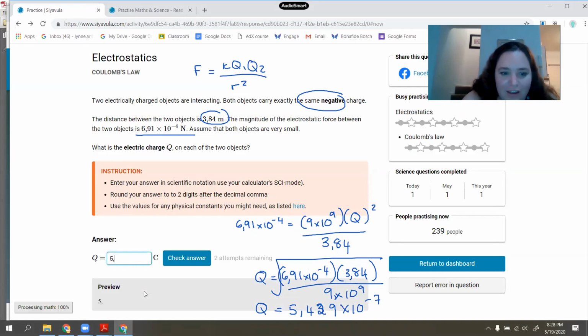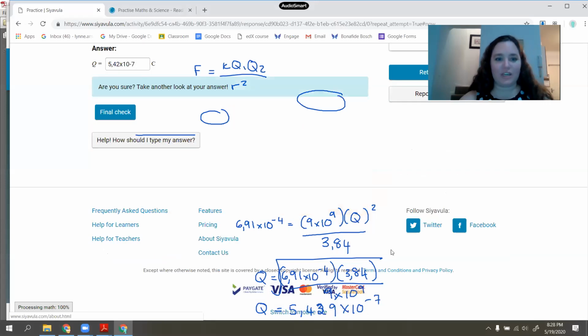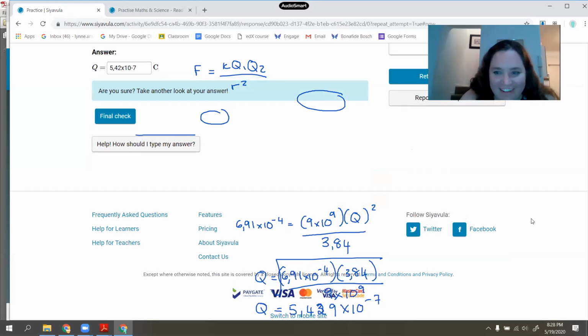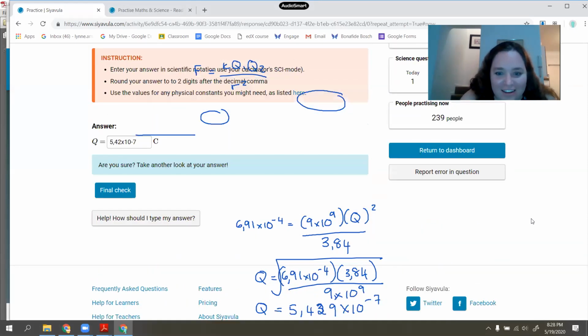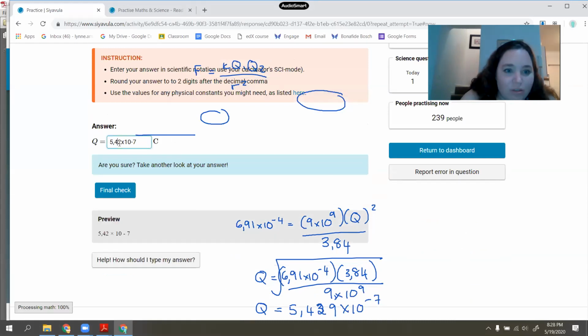I'm hoping they're going to give it to me. So I'm going to say 5.42 times 10, and I'm hoping this is going to work, to the negative 7. And then we hope. And it says check answers. And then it says, are you sure? Okay, take another look at your answer. I may have typed it in wrong. How embarrassing. Okay. Can anyone tell me what I did wrong? Oh, I rounded it. Sorry, that should have been 429. So that should be 43.